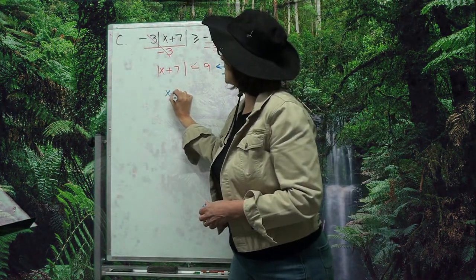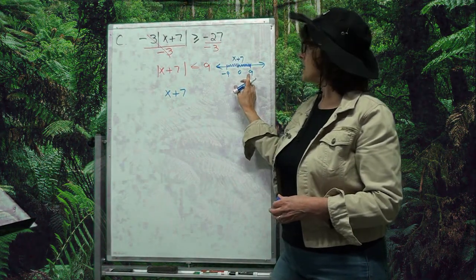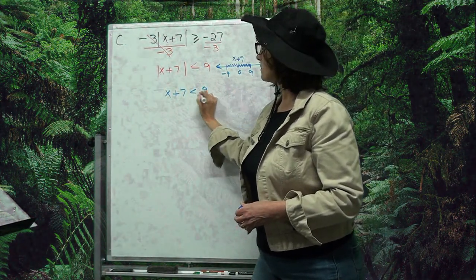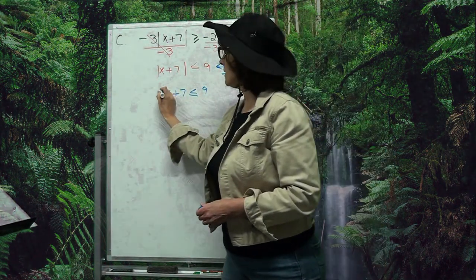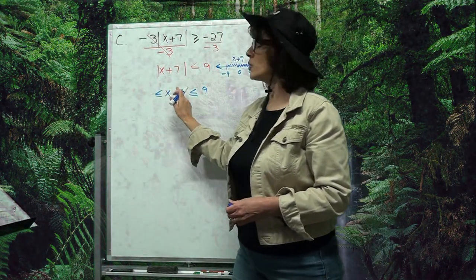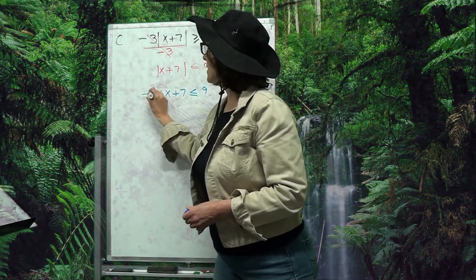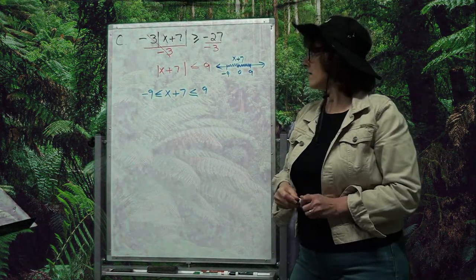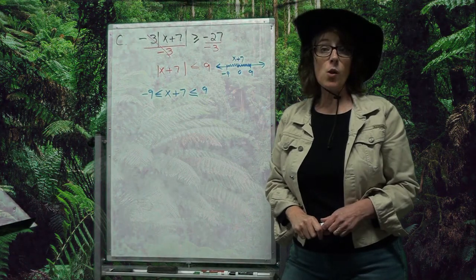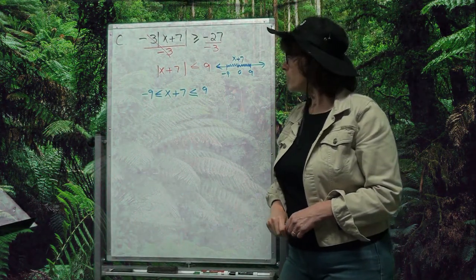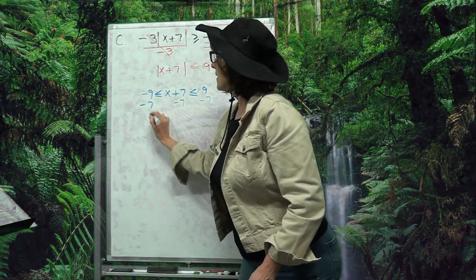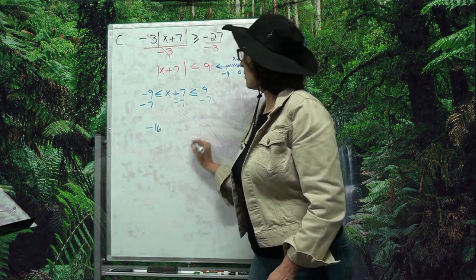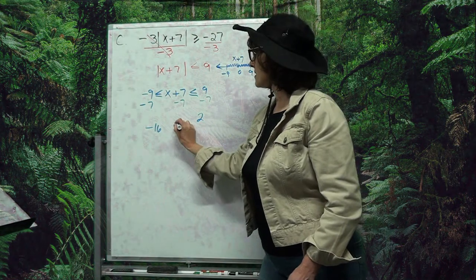So that stuff inside here, well, it could be smaller than 9 or equal to the 9. But at the same time, it could be bigger than, remember, big N goes with the big side, -9, or equal to that -9. That creates the compound inequality that I'm going to solve. And in order to solve it, I'm just going to subtract 7 from both sides. On this side, I get -16. On this side, I get 2. That gets the x by itself.